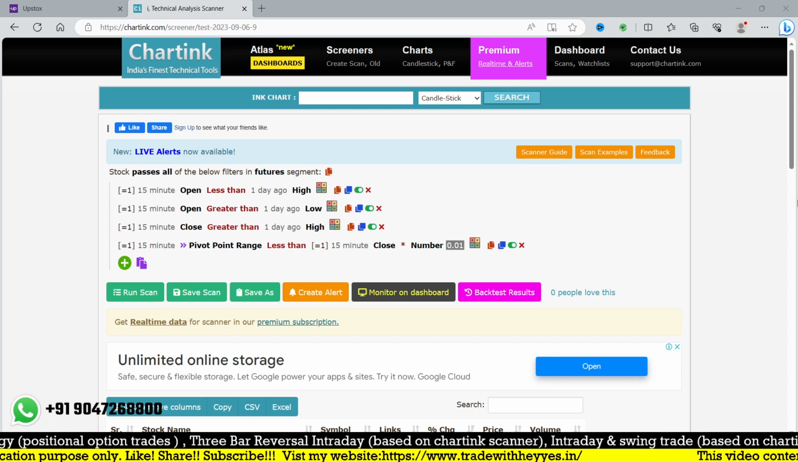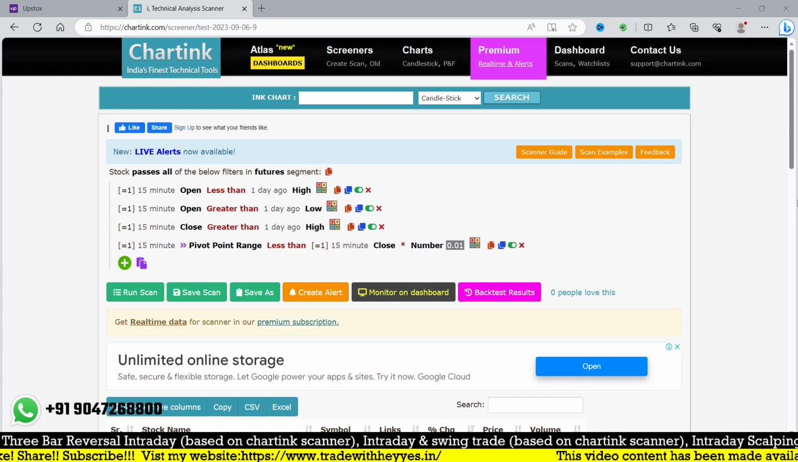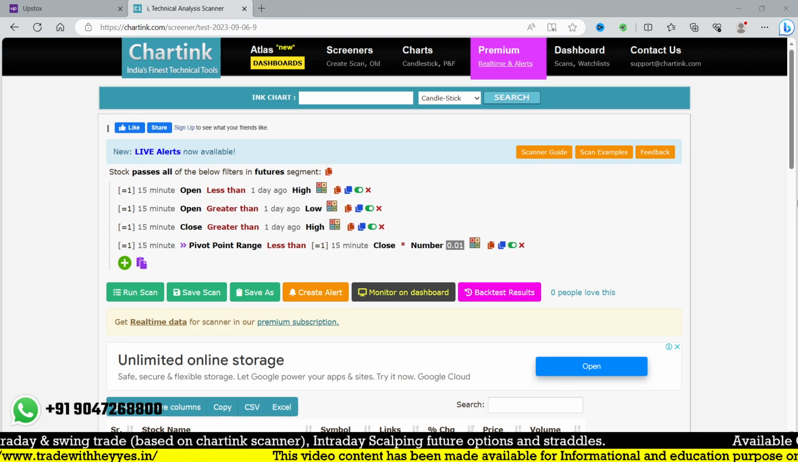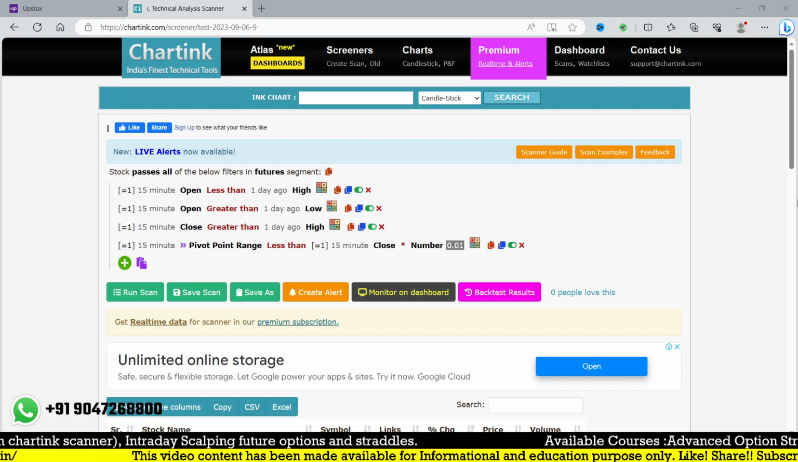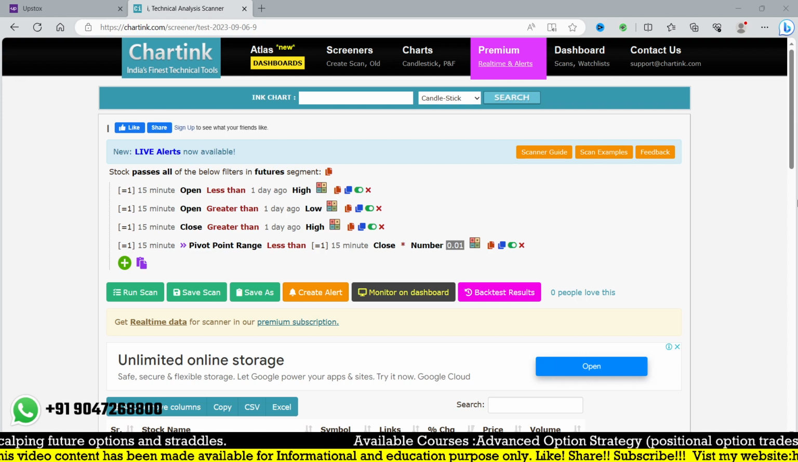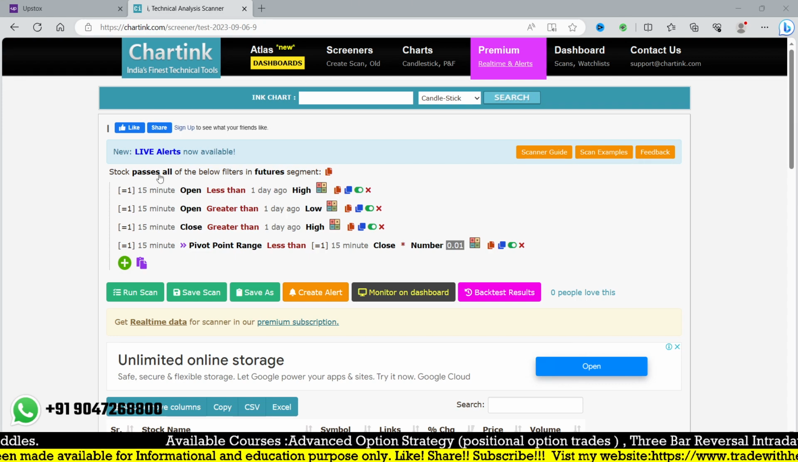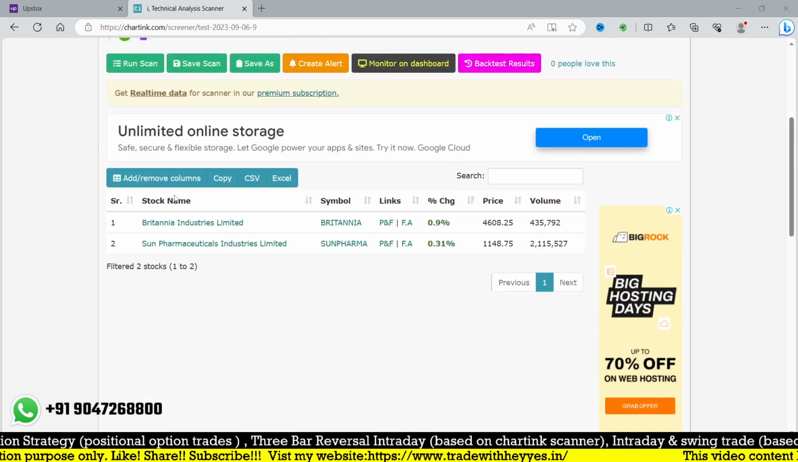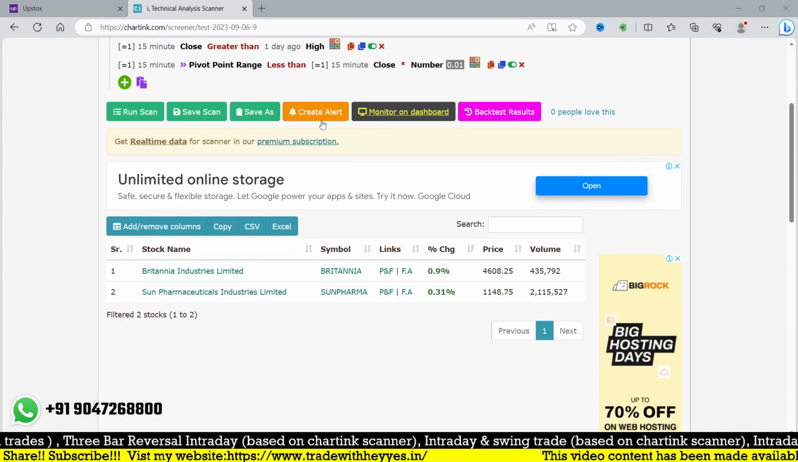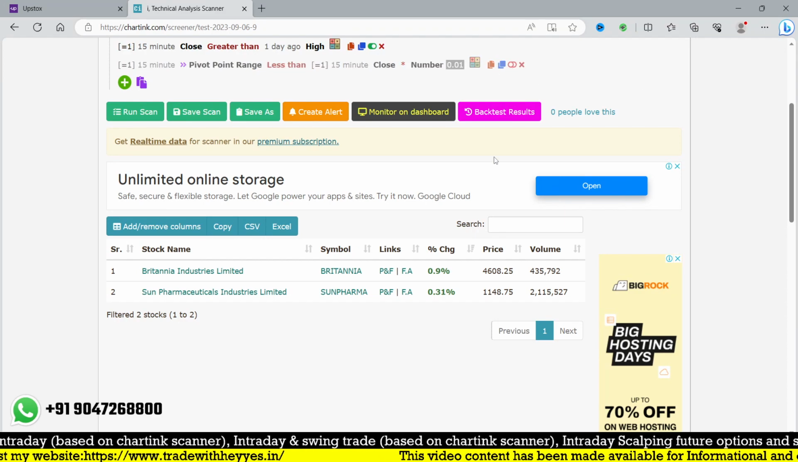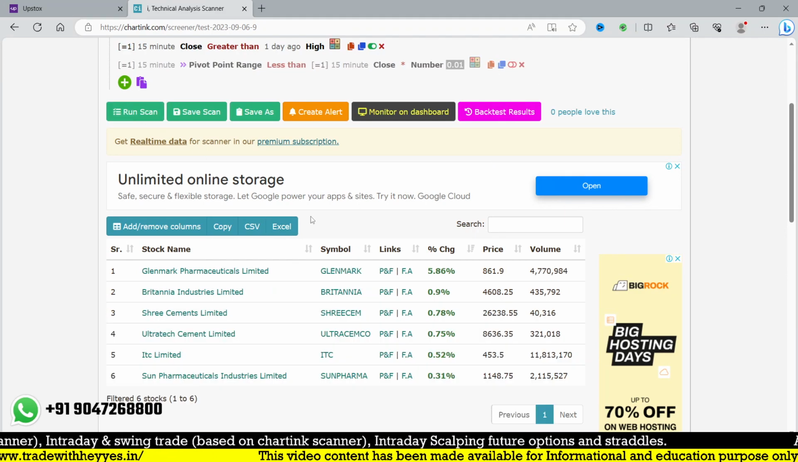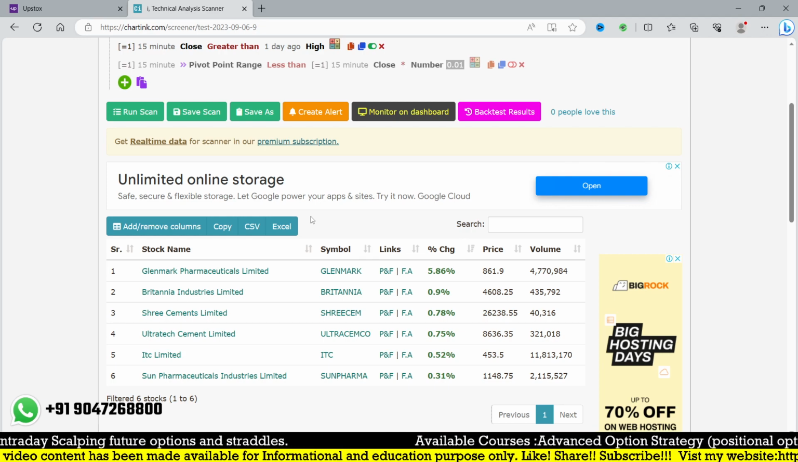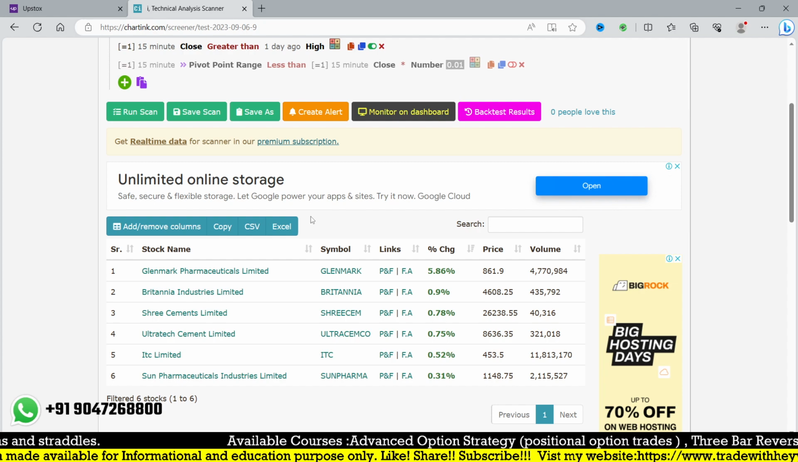If you want to add more conditions, my students have given me some ideas and suggestions, so that we can also implement on the scanner. Let me check that. First, we can check the positive stocks today, the stocks forming a positive below 1%. Above 1%, we have seen some stocks like Glenmark, Britannia, Ultratech Cement and Sun Pharma.